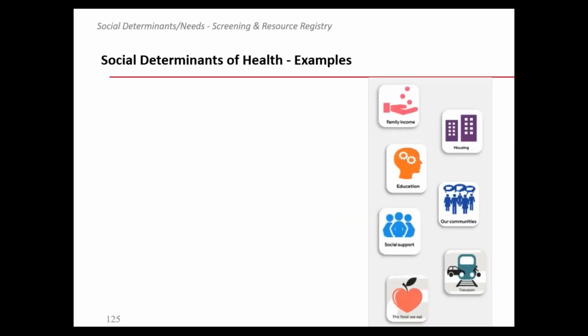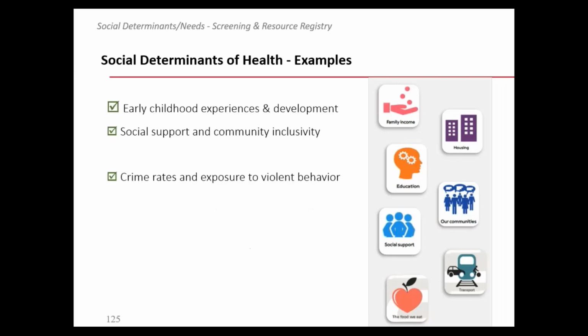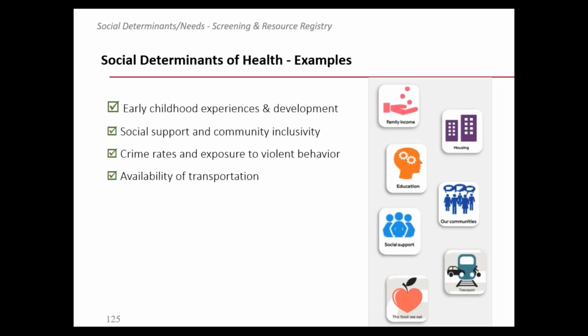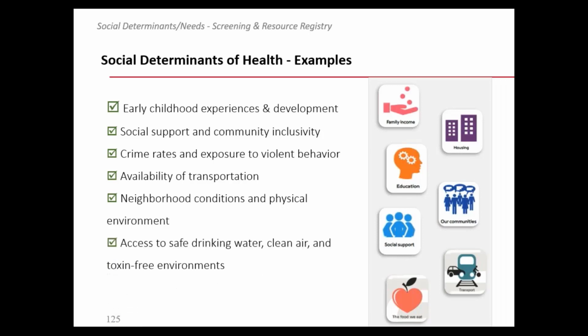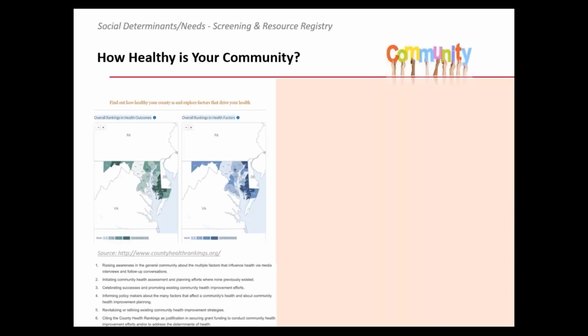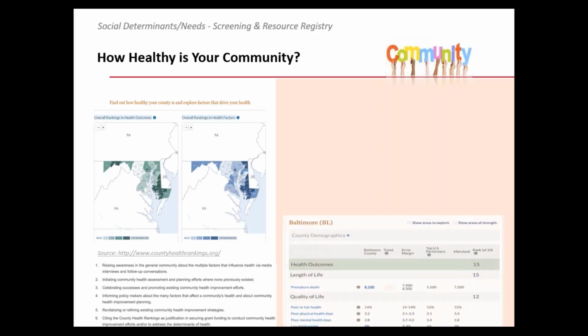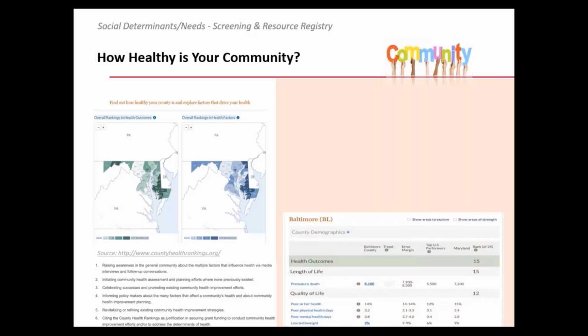So what do these social determinants look like? It's your family's income. It's your ability to travel to and from, i.e. your transportation. And it's your access to fresh foods and clean drinking water. So how healthy is your community? If we look on this slide, I've listed here the annual rankings of how health is influenced by where we live, learn, work, and play.